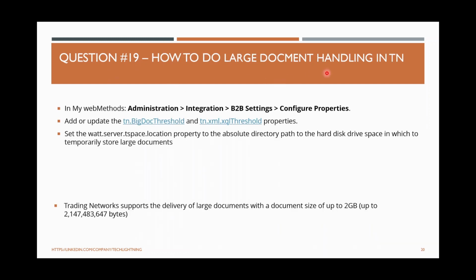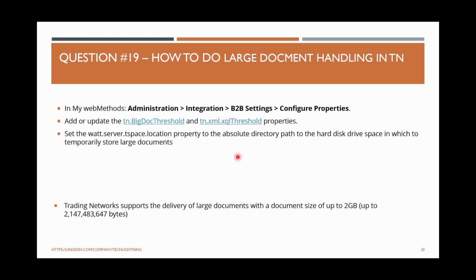How to do large document handling in TN? Mainly we are exchanging business documents with our partners, so we will be receiving and also sending documents. For example, if you want to send a big document, Trading Networks supports delivery of large documents up to 2 GB in size. So this is very huge, right? How do you handle it? Because we cannot hold the entire data in memory, you have to store it somewhere and stream it in order to process the document.